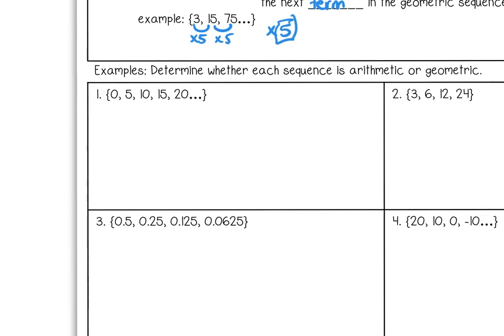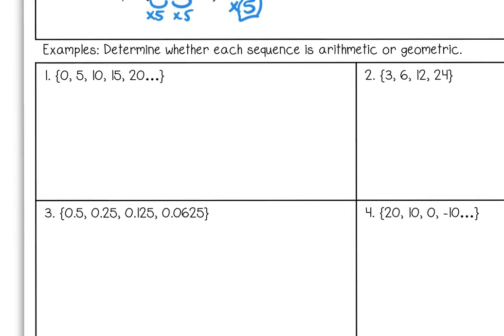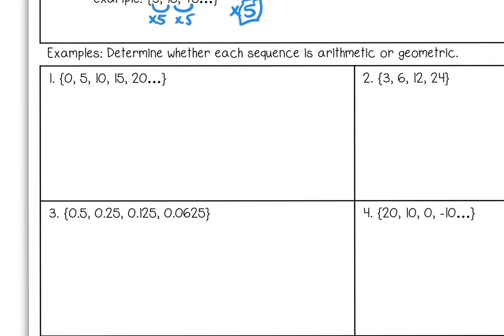Okay, so then we're going to look at some examples to determine whether or not each sequence is arithmetic or geometric. So for this first one, it has to be adding 5 because we can't multiply 0 by anything. So in this one, it's arithmetic. Here, we could either be adding 3 or multiplying by 2. But when we look at 6 to 12, we can't add 3, so we're multiplying. So that is geometric.